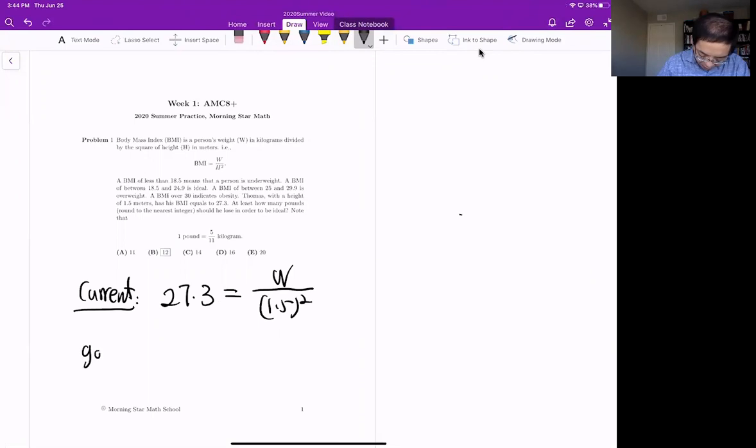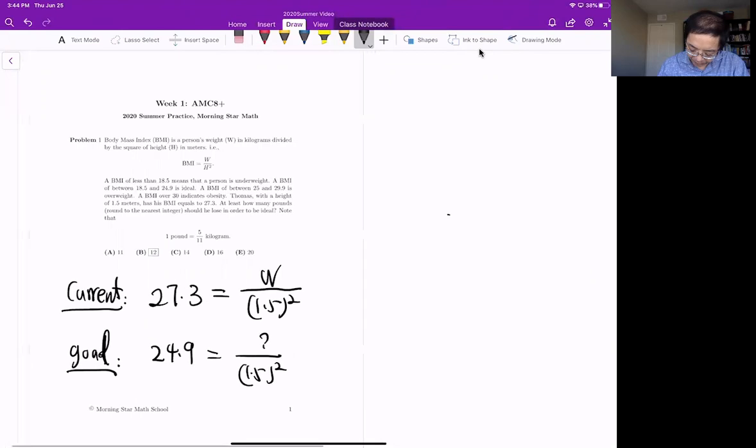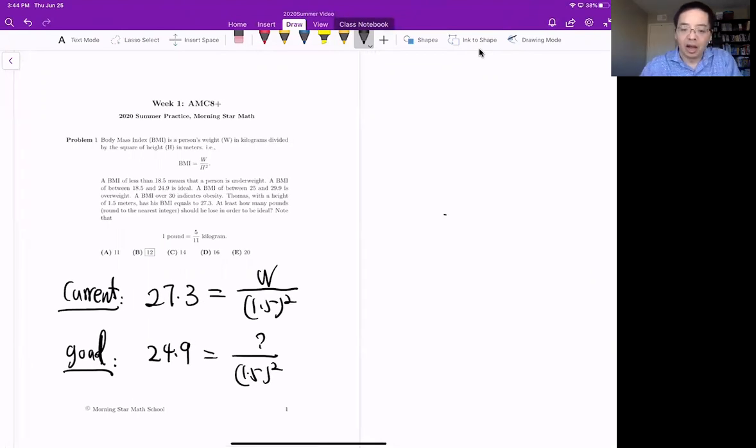Okay, so his goal is to become ideal. That means at the most the number should be 24.9. So that is the new weight divided by 1.5 squared. All right, so from here, one way is you calculate W and the new weight by these two equations, and then you take the difference, right? So what you need to figure out is the difference.